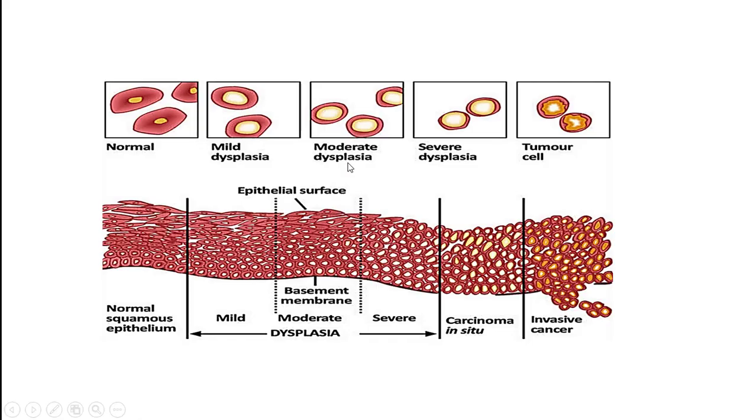In this diagram, we can demonstrate the difference between normal and tumor cells. Here, the mild dysplasia, moderate dysplasia, severe dysplasia, and lastly, tumor cells. When it comes to the epithelial surface and basement membrane, we should see normal squamous epithelium. Its appearance should be like that. And when it comes to dysplasia, here mild dysplasia and moderate dysplasia, and here severe dysplasia. Finally, in the stage of carcinoma in situ, the dysplastic cells are pushing to the basement membrane, but the basement membrane is still intact. Finally, if the basement membrane is broken down, it becomes a malignant neoplasm or invasive cancer.